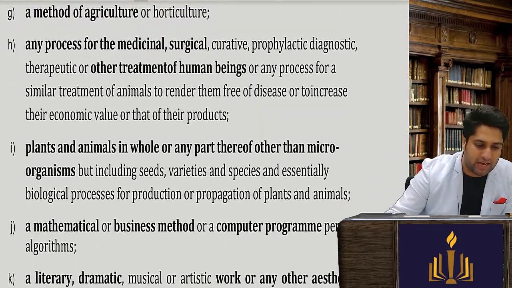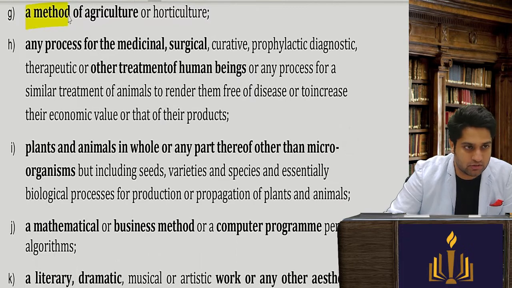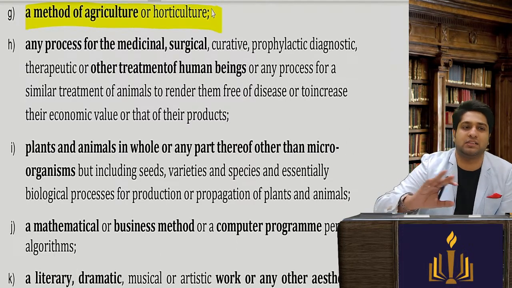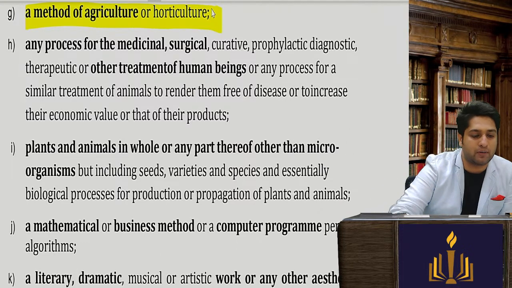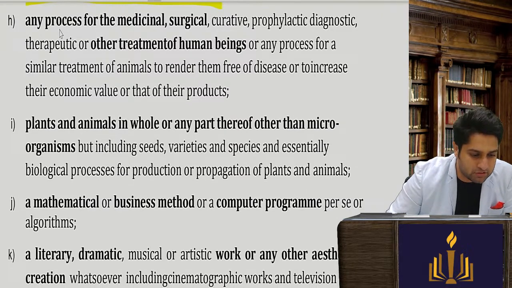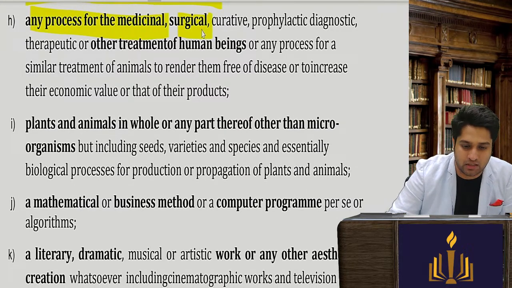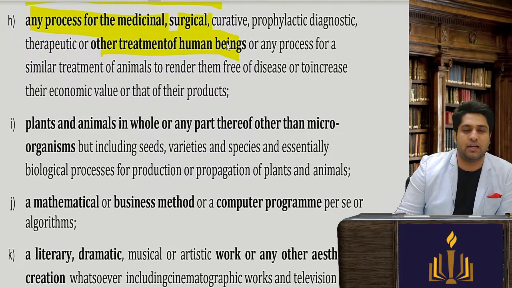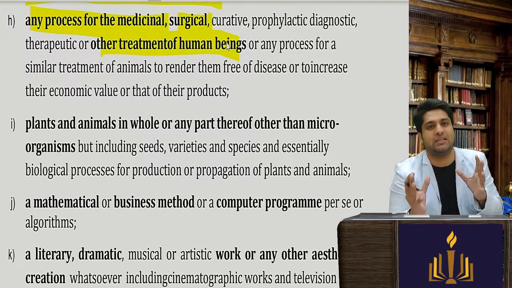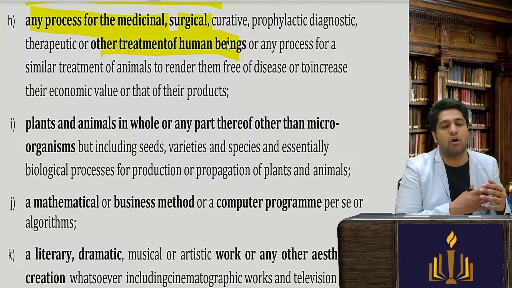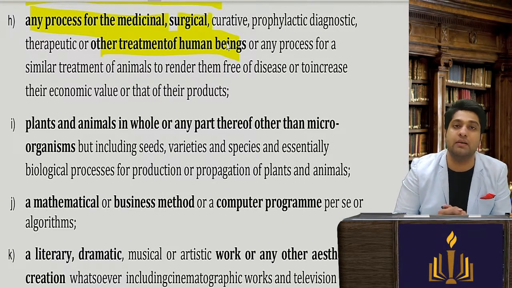A method of agriculture or horticulture. So how do you do agriculture? Horticulture is not covered. Any process for medical, surgical processes, or other treatments of human beings cannot be patented. So imagine I have a method of doing a plastic surgery or treatment of certain things, that cannot be patented.